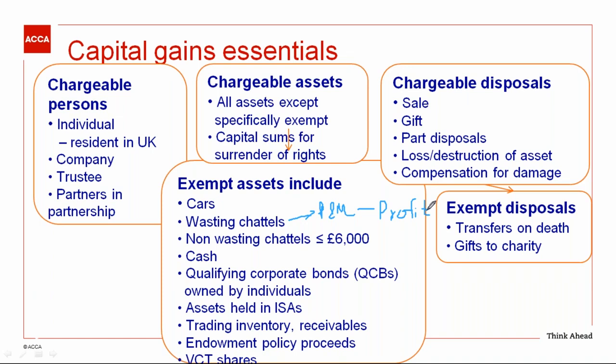Focus and remember these things, then you can get a better understanding. So wasting chattels are normally exempt from CGT, except for plant and machinery sold at a profit. They are normally chargeable for the purpose of CGT. But what if you sell your plant and machinery at a loss? That loss is not an allowable loss for the purpose of CGT because for that loss you have already been given a relief under capital allowance computation.